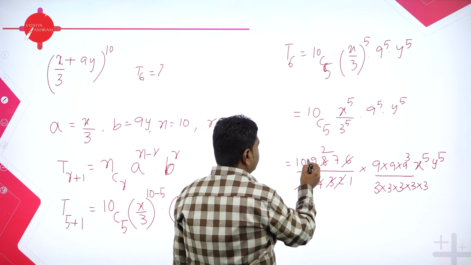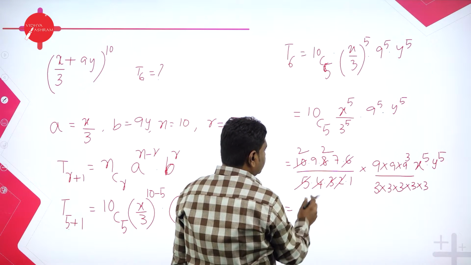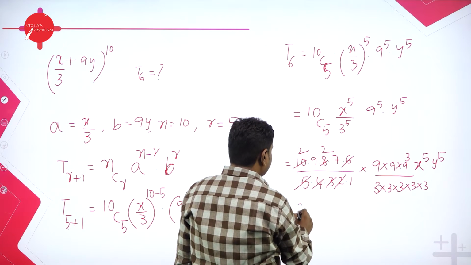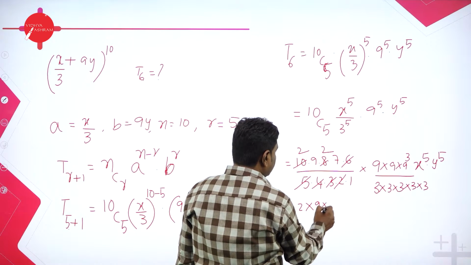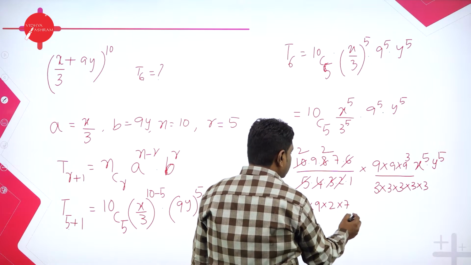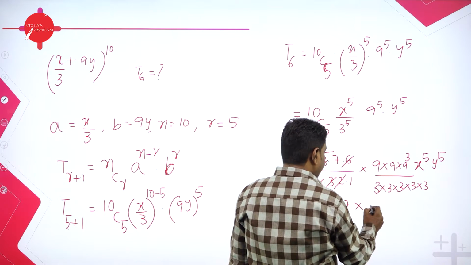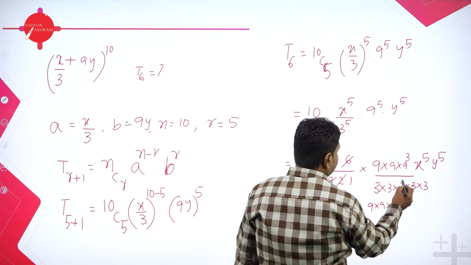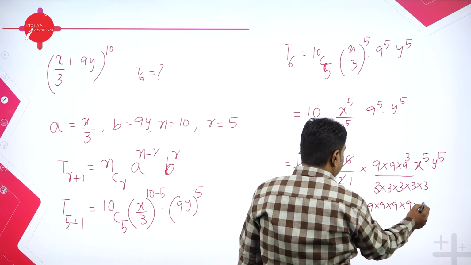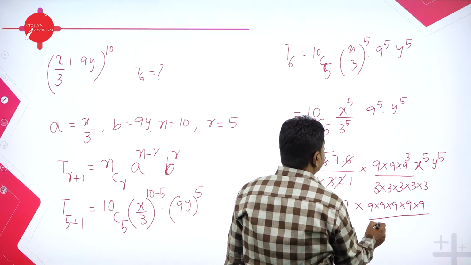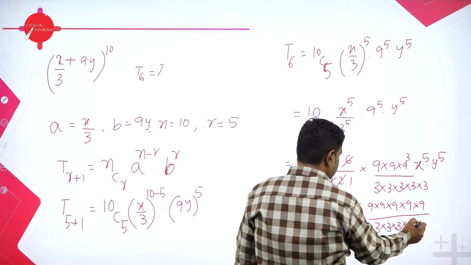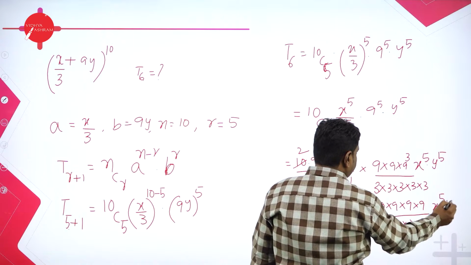Then 5 1s are, 5 2s are. So here the whole denominator is gone. I have 2 into 9 into 2 into 9 into 2 into 7 into 9 into 9 into 9 into, so we have 5 times. So 9 into 9, and write this 5 times divided by 3 also 5 times. X power 5, y power 5.